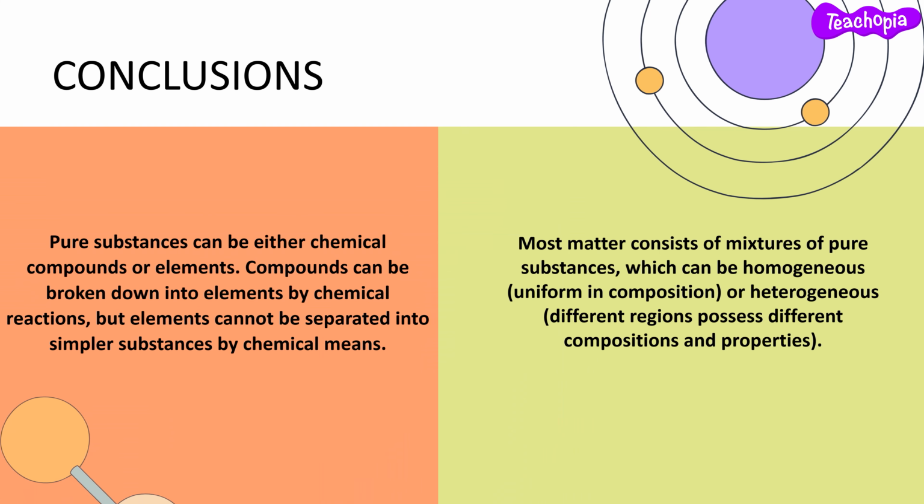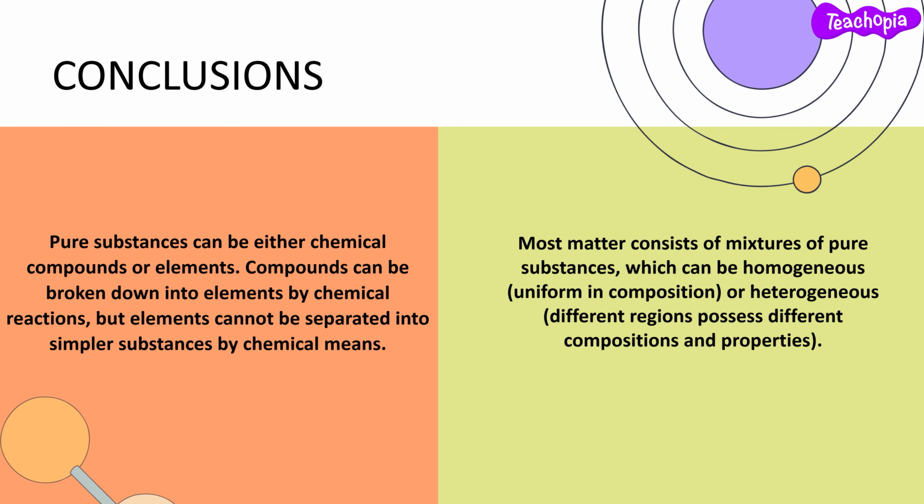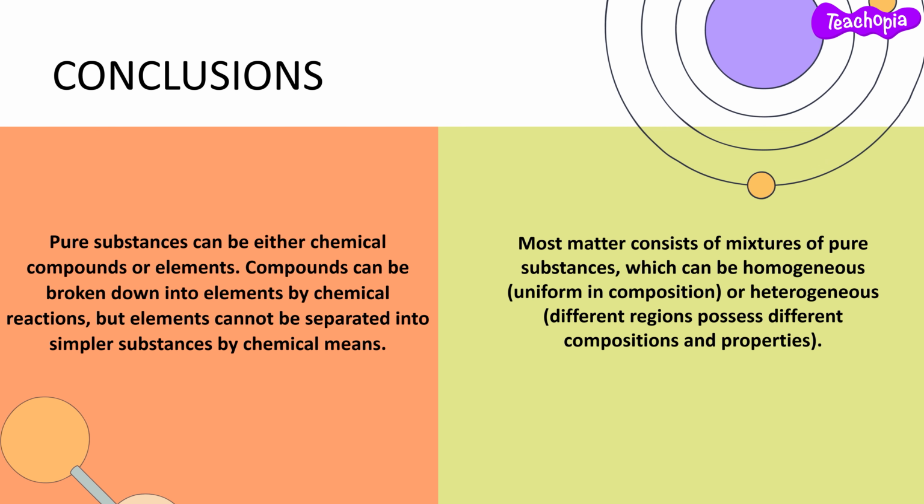Pure substances can be either chemical compounds or elements. Compounds can be broken down into elements by chemical reactions, but elements cannot be separated into simpler substances by any chemical means. In summary, most matter consists of mixtures of pure substances, which can be homogeneous or heterogeneous.